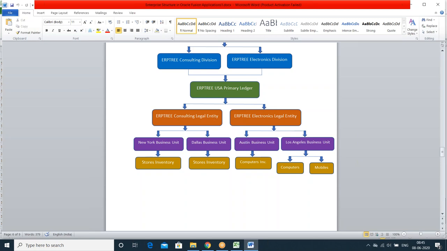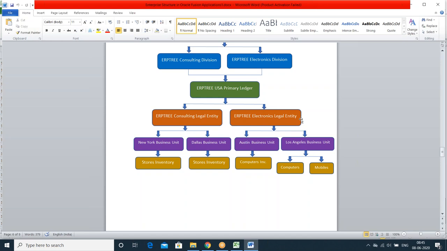Consulting registration, consulting legal entity. They have consulting services in these two locations. So each location I am taking as a business unit. And if required, they have to maintain the stores inventory. Otherwise, there may not be inventory for those businesses. In that case, at least we have to create a dummy warehouse, a dummy inventory, as per the system.